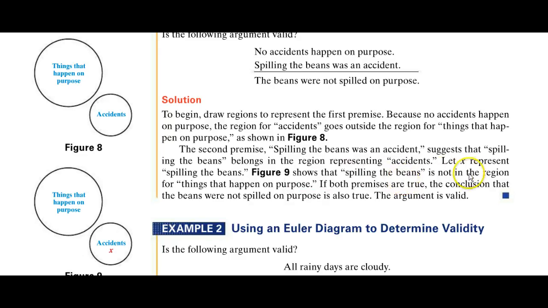Spilling the beans is not the region for things that happen on purpose. If both premises are true, the conclusion that the beans were not spilled on purpose is also true. So the X is where it should be, in accidents. Therefore, the argument is valid.